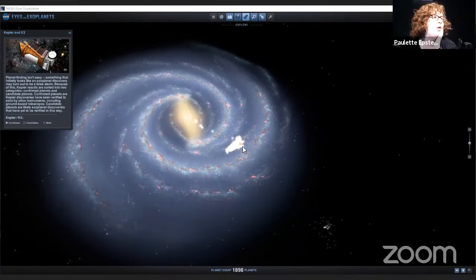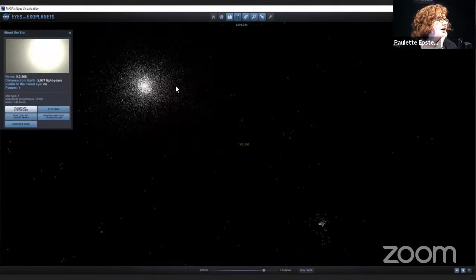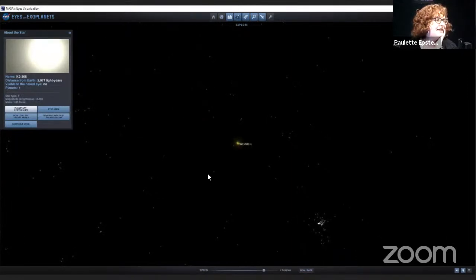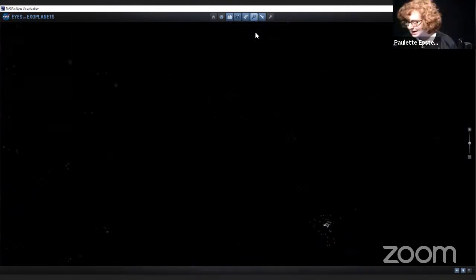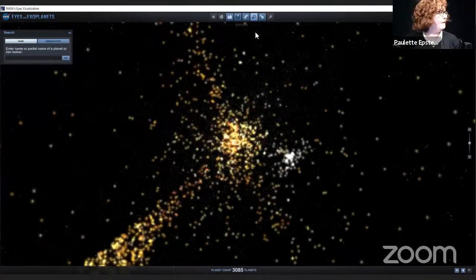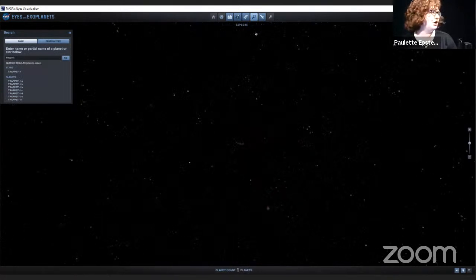Now, what we are really looking for is planets that are within what we call the habitable zone. They're not too hot, they're not too cold. They could possibly have life. Now, I actually know of one of these exoplanets that's within the habitable zone. So I'm just going to go ahead and search for it.